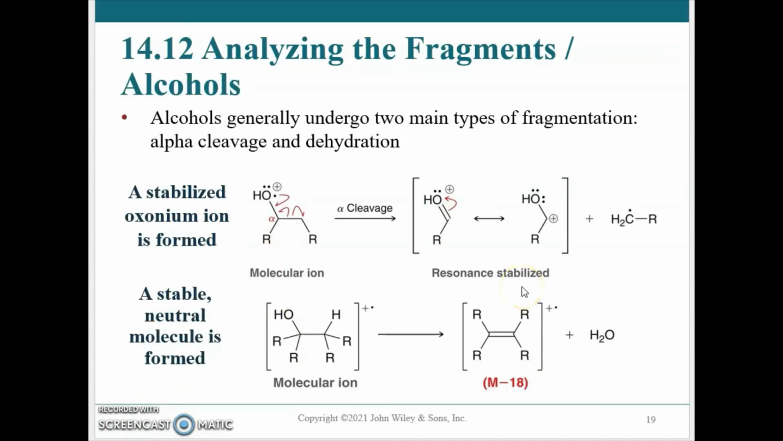The mass spectrum of alcohols is interesting. There are two main types of fragmentation that you see for alcohol. There's the alpha cleavage and dehydration, or loss of water.